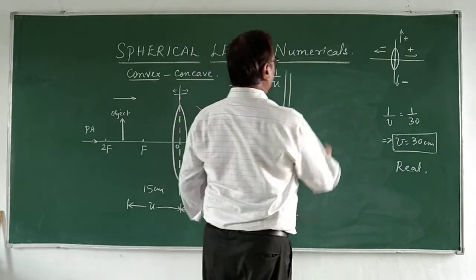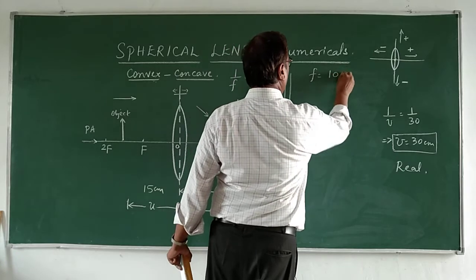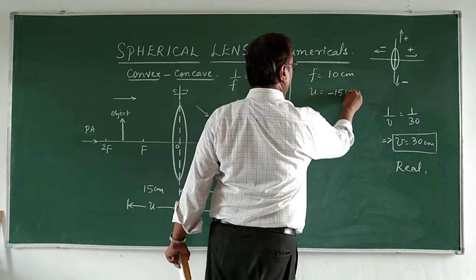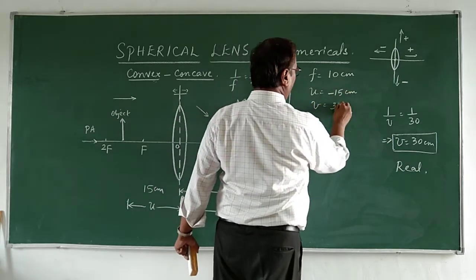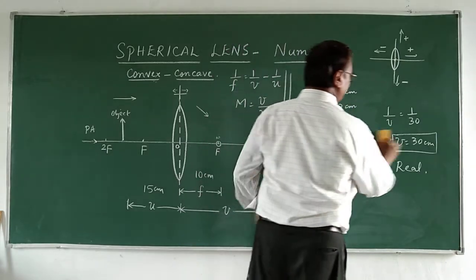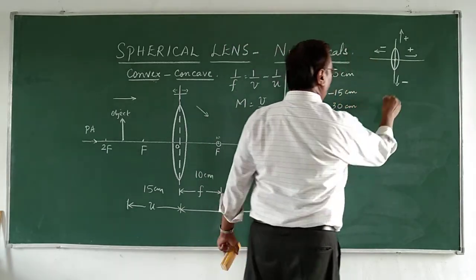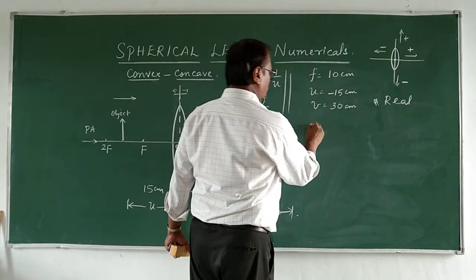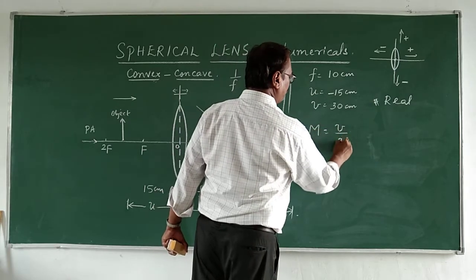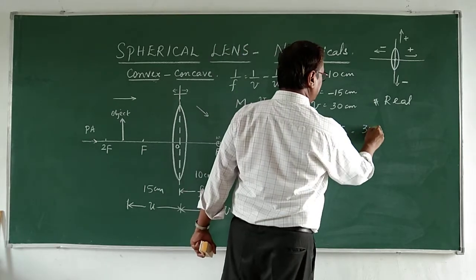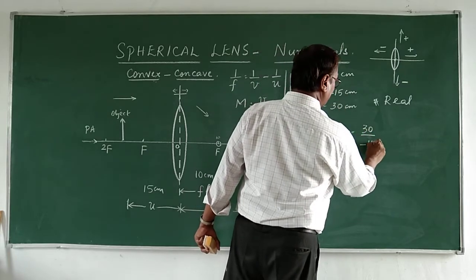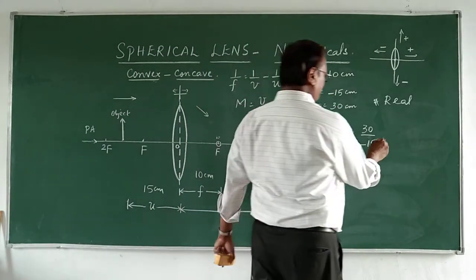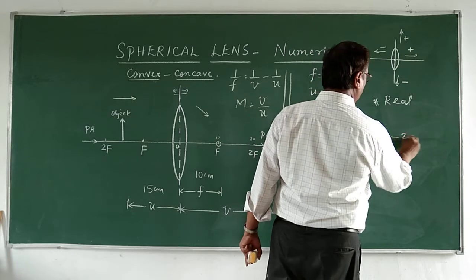So I have here f is equal to 10 centimeter and u is equal to minus 15 centimeter. We calculated v is equal to 30 centimeter. With this data, we have to now identify the nature. One, that it is real, we got. Okay, so m is equal to v upon u. V is 30 divided by u, which is minus 15. Keep this in mind, be careful about the sign convention. 30 upon 15 will go 2 times, that is minus 2.